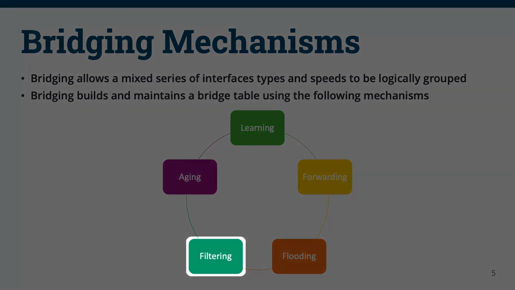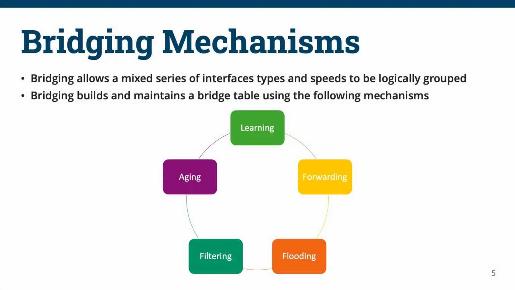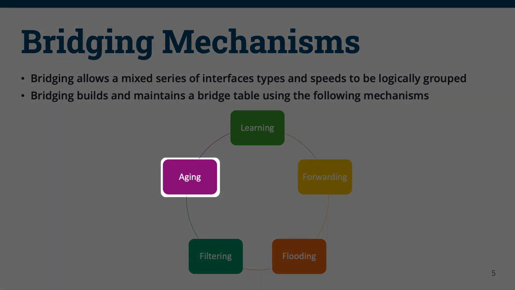The filtering mechanism is used to control which data is forwarded. Traffic received that is tagged with the wrong VLAN or dropped by a stateless firewall filter use the filtering mechanism. And finally, we have the aging mechanism, which ensures the information in the bridging table stays fresh and relevant.